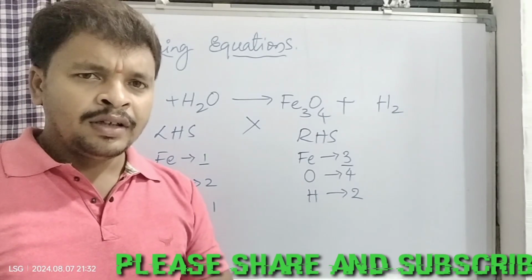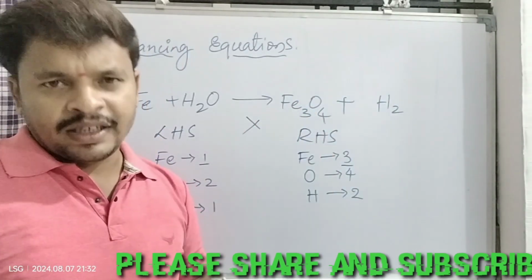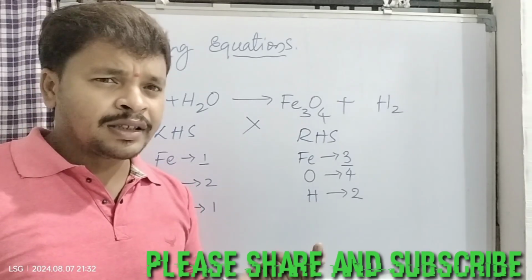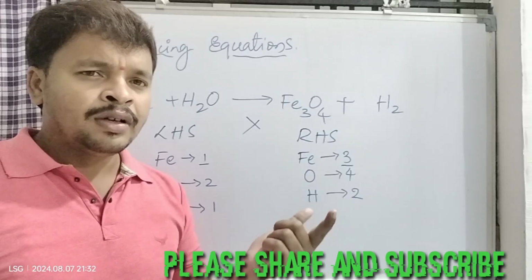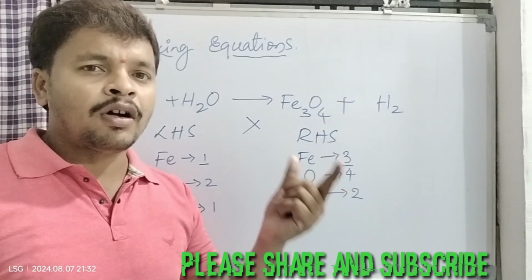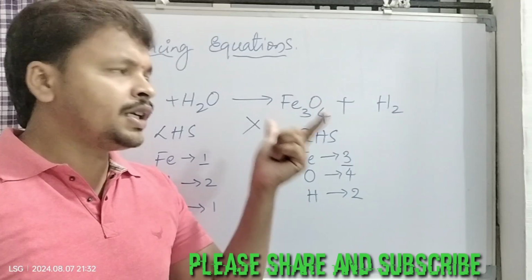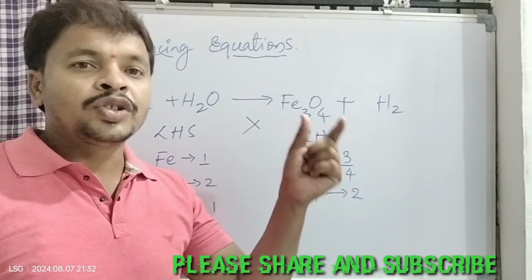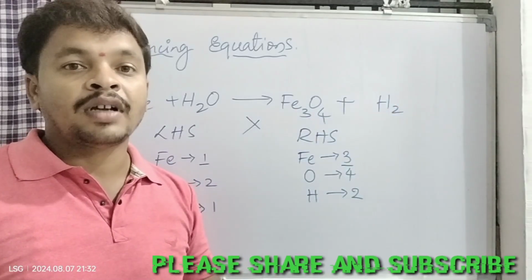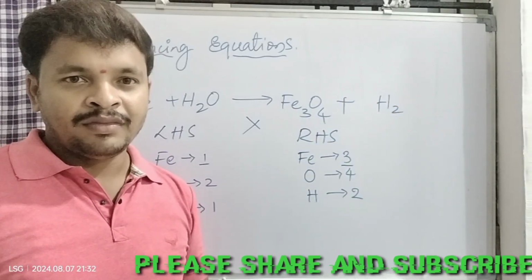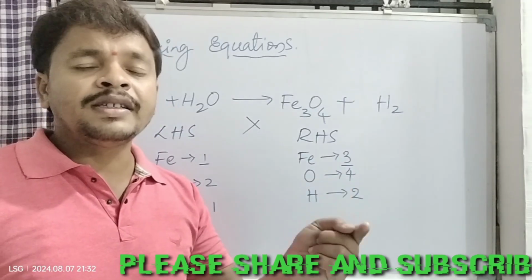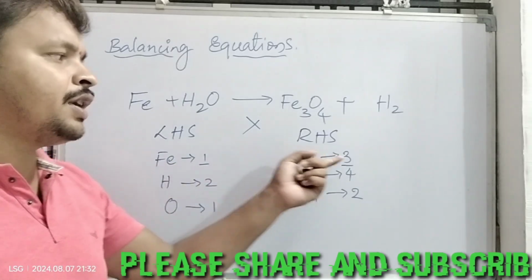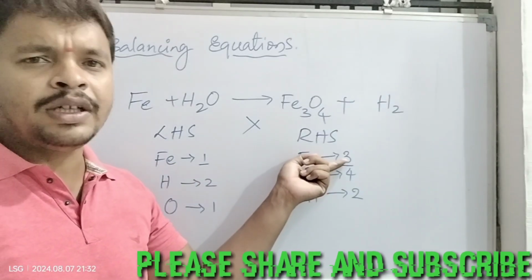As I said, there is no single rule to balance; we have to follow some steps. Why do we need to balance the equation? According to the law of conservation of mass, the equation must be balanced. The mass of the reactants should be equal to the mass of the products after a chemical reaction. During a chemical reaction, mass is neither created nor destroyed. Here iron atom is only 1, and here 3 are there, so it is not balanced. We need to balance that.